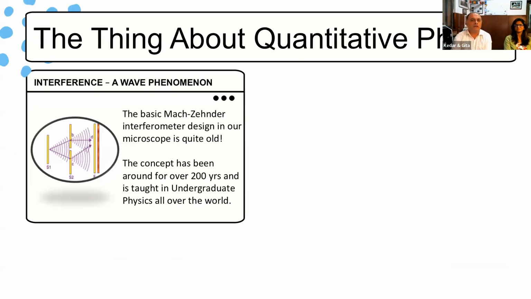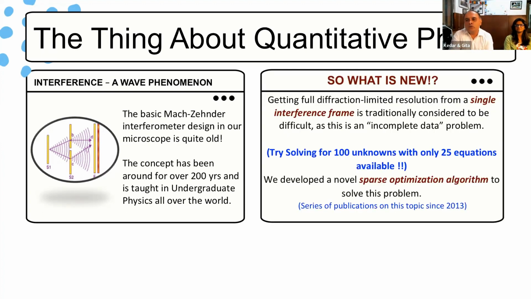I want to tell you just a little bit about the innovation that we have here. Interference is actually a wave phenomenon, and it has been known for over 200 years, and it's already part of the standard undergraduate physics curriculum. In fact, the basic Mach-Zehnder interferometer design that we have used is also very, very old, more than 100 years old. Now, what is new in our work is that while it is known that this interference record can be made, getting full diffraction-limited resolution from a single interference frame is traditionally considered a very difficult problem, because this problem is an incomplete data problem.